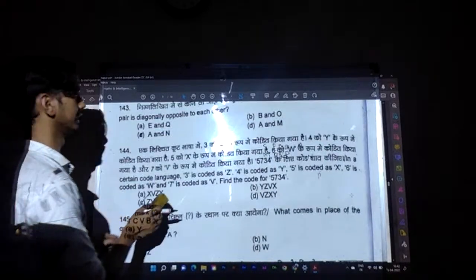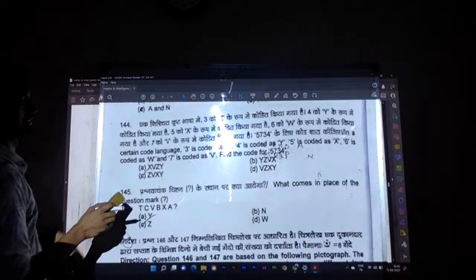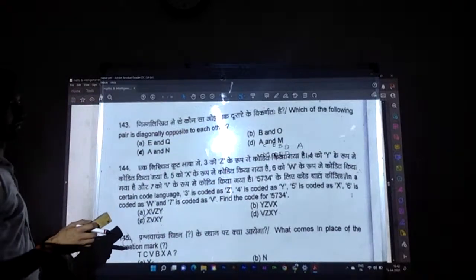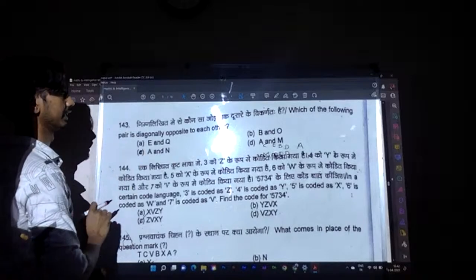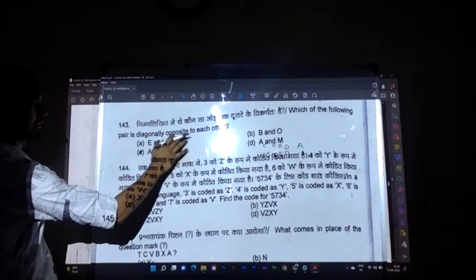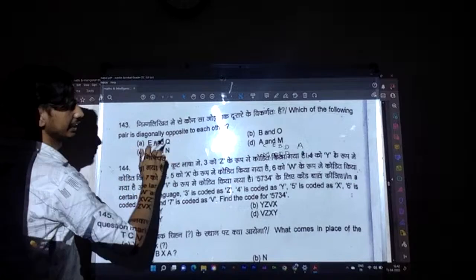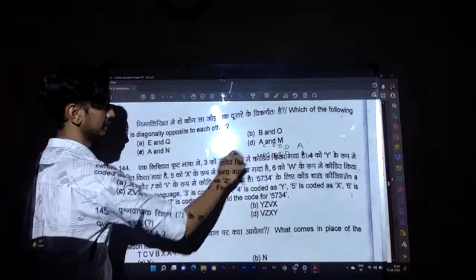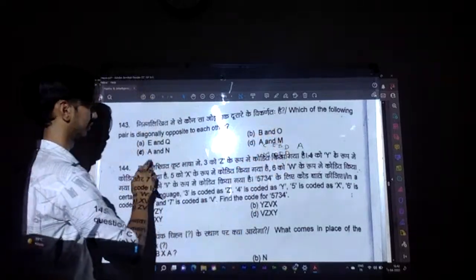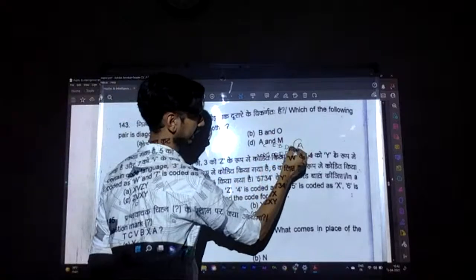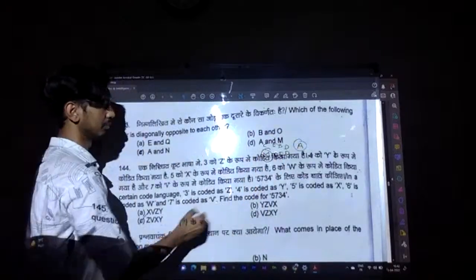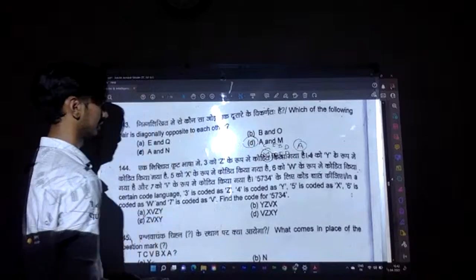In question number 143, which of the following pairs is diagonally opposite to each other? E and Q are not diagonally opposite to each other. In the same way, B and O are not. A and N are also not. But A and M are diagonally opposite to each other. So the correct option is option D.